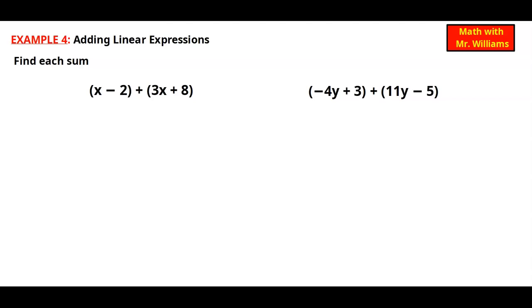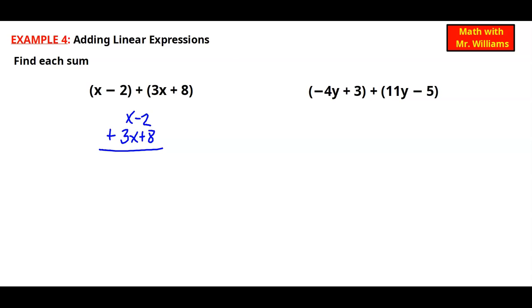Math with Mr. Williams, example 4, adding linear expressions. Find each sum. So here we have parentheses x minus 2 and parentheses plus parentheses 3x plus 8 and parentheses. So what we're going to do is we're going to use the stacking method, the vertical method. So we have x minus 2 plus, we have 3x plus 8. So basically what that means with that vertical method is we're going to stack our terms that are like terms. The numbers are stacked. Our numbers with the same variable are stacked.